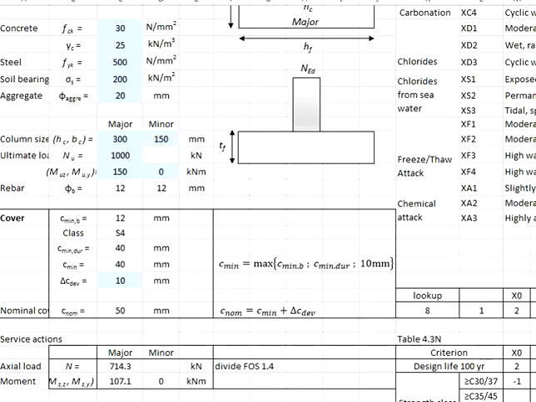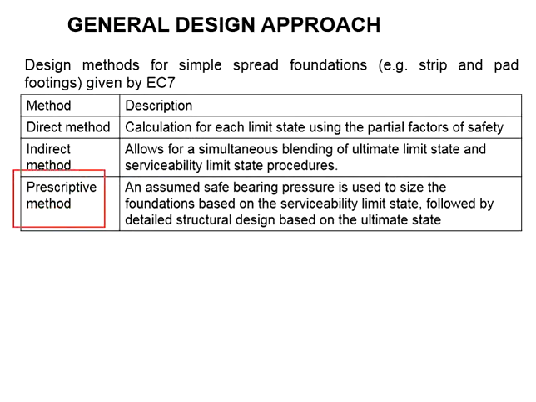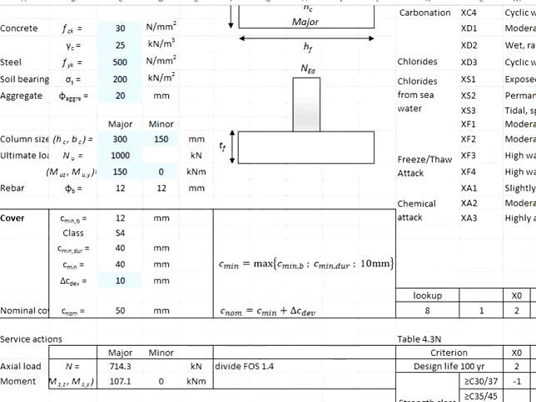Next, we need to propose a suitable size of the pad footing. We are using the prescriptive method for the design. According to the prescriptive method, and assuming safe bearing pressure is used, the size of the pad footing shall be based on the serviceability limit state, which in this case, the loading given is in the ultimate limit state. That means we need to do some conversions from the ultimate limit state into the serviceability limit state for us to determine the suitable size for the pad footing.